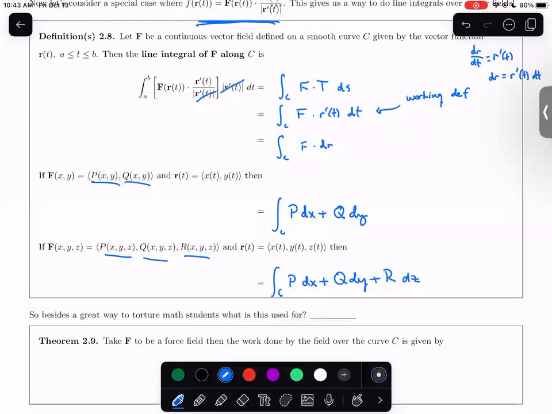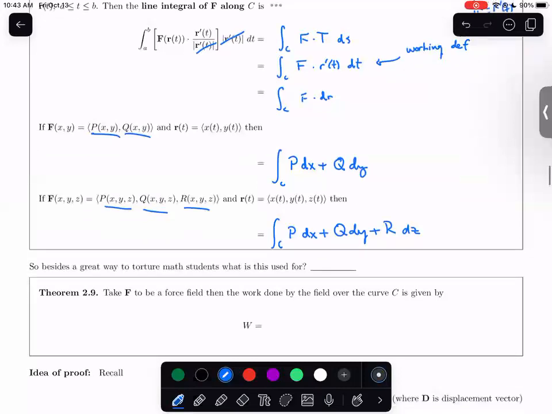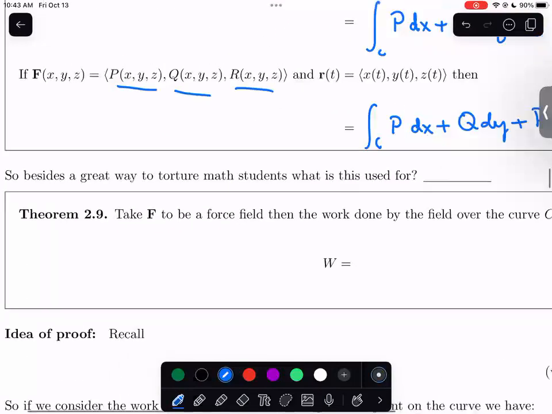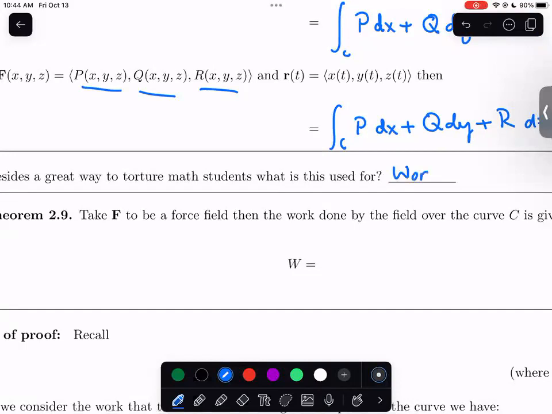All right, so largely when I see something like this, I say, okay, that's great. We can do the calculation if I'm told to, but why would you want to? Why do we care about these things? So beyond just a great way of torturing math students, it turns out that it calculates the work done by a vector field.